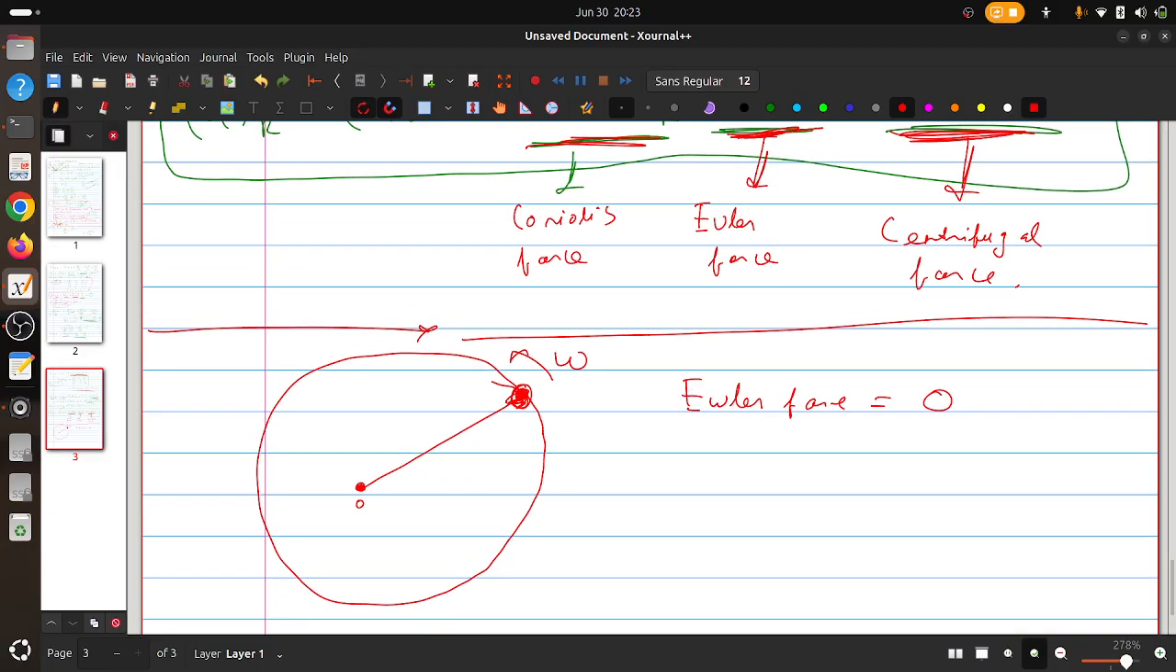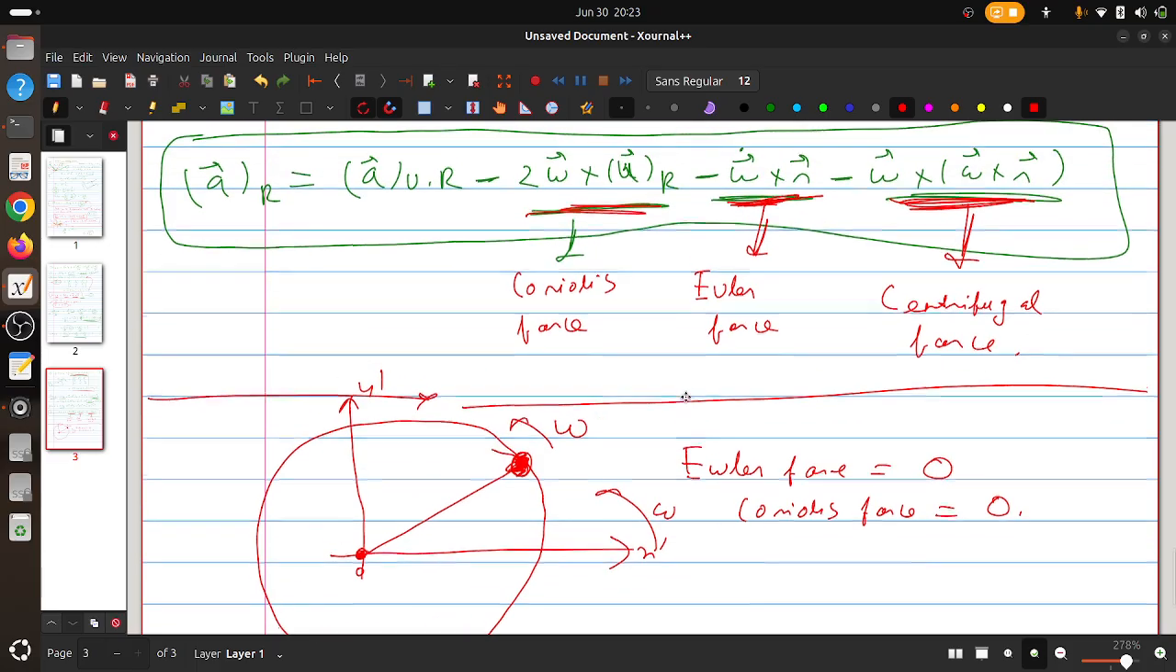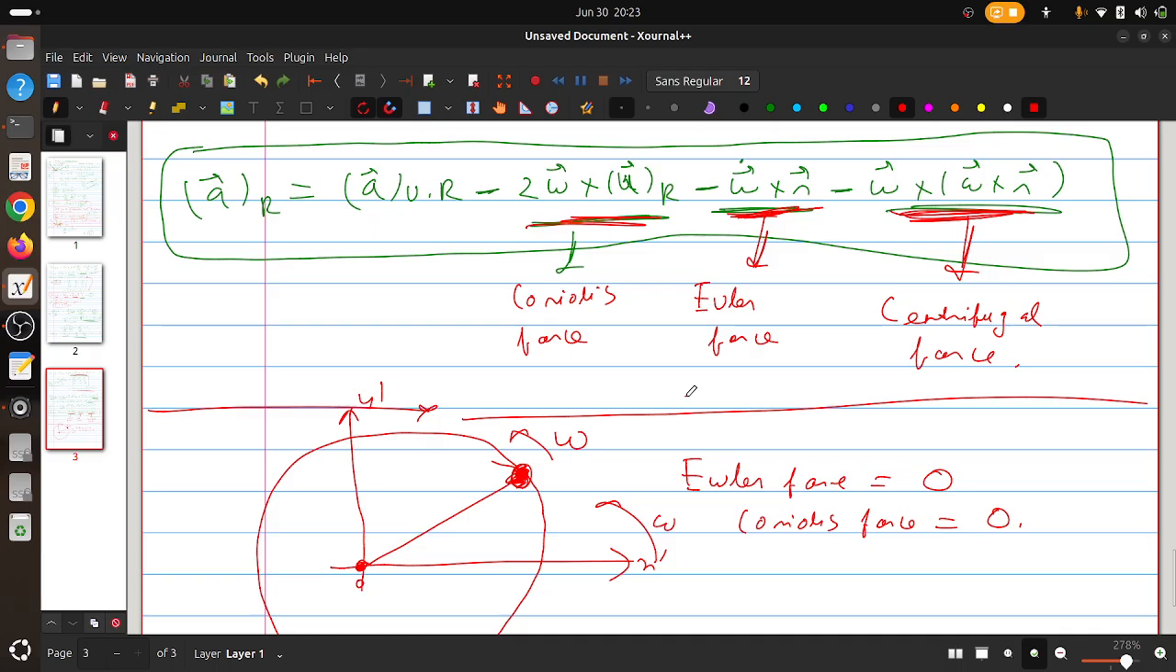And now assume a rotating frame like this, x prime y prime at t equals 0, and this frame is rotating like this with center at the origin. In this frame, the particle will be at rest, so the particle won't possess any velocity, right? Which means that in this particular example, the Coriolis force will also be equal to 0. So what remains is the centrifugal force. You cannot eliminate the centrifugal force at any cost, right?